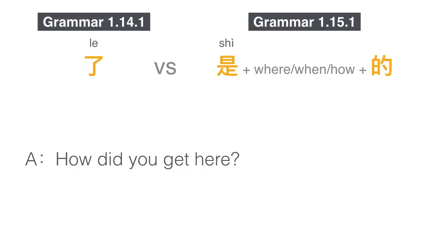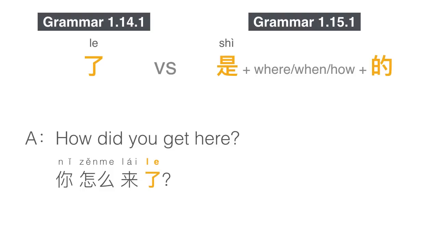Now let's try another question. How did you get here? Again, we're not asking what you did, but how you did it. So you shouldn't say 你怎么来了? In fact, 你怎么来了 would mean how come you came? How come you came here? Like, you're not invited. How come you came, right? We didn't expect you to come. So 怎么 here would mean why or how come, right? So this is not what we intended.